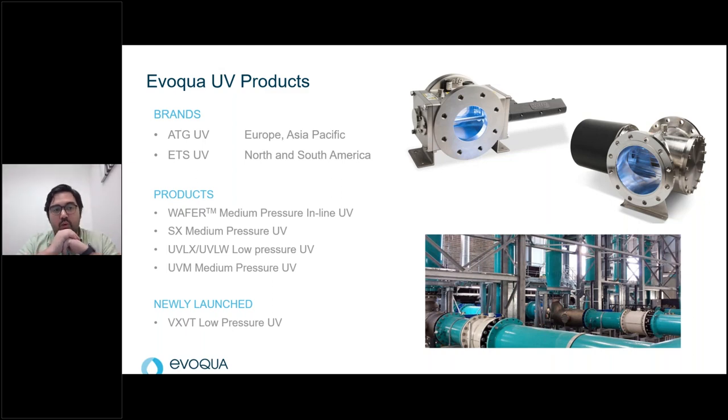At Evoqua, we have two brands that we cater for UV. In the US, in North and South America, we provide ETS UV with the same technology, whereas in the other parts of the world, we are offering ATG UV, a brand from the UK itself. In our product line for UV, we have low pressure and also medium pressure UV for the market that cater to any industry in the water segment. We also recently launched back in April our latest VXVT low pressure UV as well.